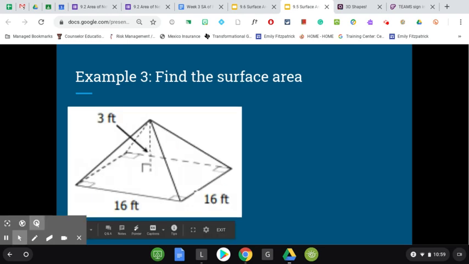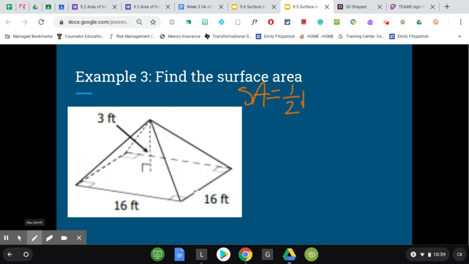All right, pre-AP geometry. Here is our last example. We're still finding the surface area, still doing 1/2 PL plus B. So I'm going to write the formula up at the top. Still a square pyramid. Let's focus on finding the area of the base and the perimeter of the base, and then we'll talk about the slant height, because if you notice in this video, they did not give us a slant height, so we're going to have to find it.